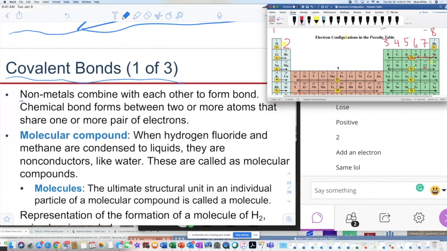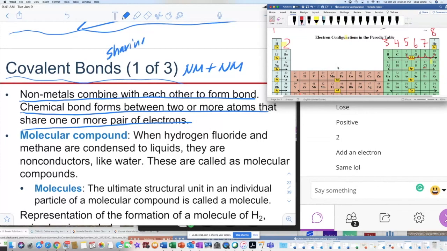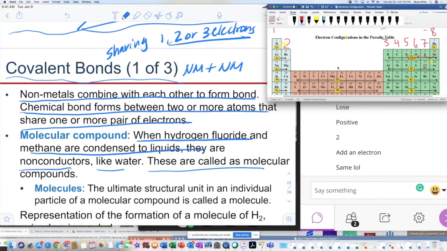With covalent bonds, nonmetals are combining with each other to form a bond. So it's two nonmetals, not a nonmetal and a metal. Chemical bonds form between two or more atoms that share one or more pairs of electrons. Here, with the sharing, they can share one, two, or three electrons, kind of like the other part with the transfer. With molecular compounds, when hydrogen fluoride and methane are condensed into liquids, they are non-conductors, like water. These are called molecular compounds.